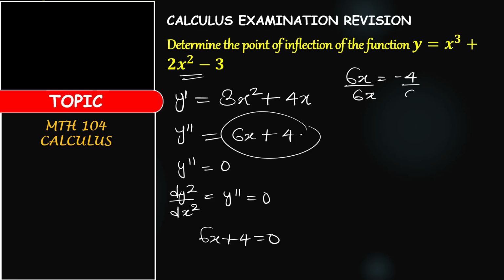Divide both sides by 6, not 6x. So at the end of the day, your x will be minus 2 over 3, because here will be 4 over 6, 2 goes here, 2 goes here, 3. So the correct answer is 4 over 6, I can see here, it's 2 over 3.